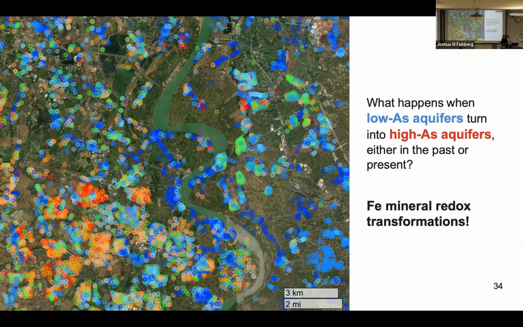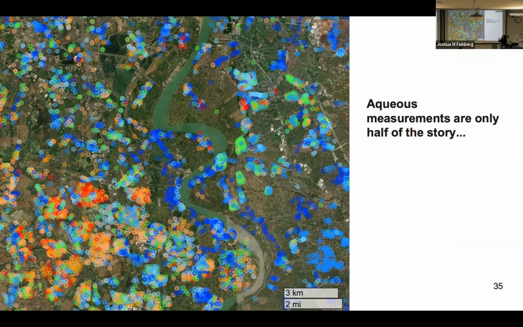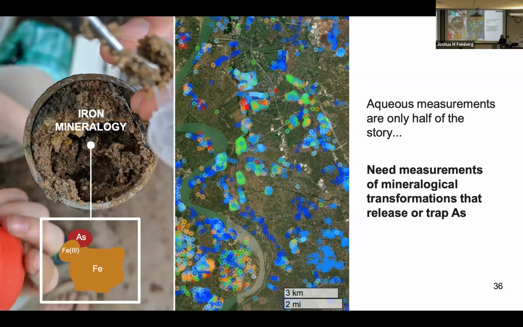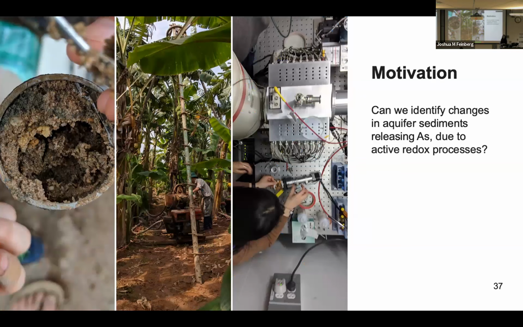mineral redox transformations. So in this picture, our aqueous measurements are only half of the story. And the other half, we need measurements of mineralogical transformations that can help us describe the processes that release or trap arsenic. And this is the motivation behind my talk, and of course the research in my group, which is posing the question, can we identify changes in aquifer sediments releasing arsenic due to these active redox processes that are occurring?